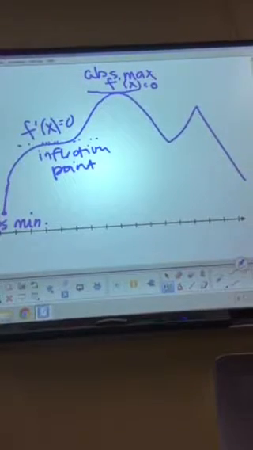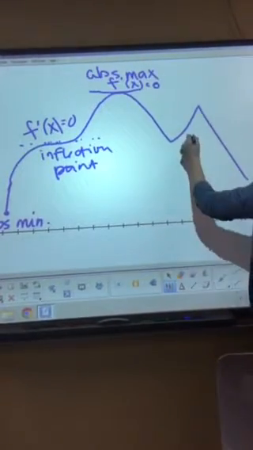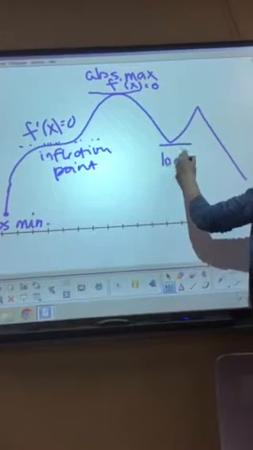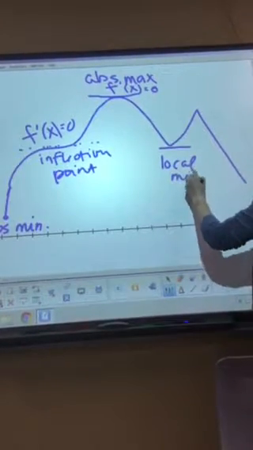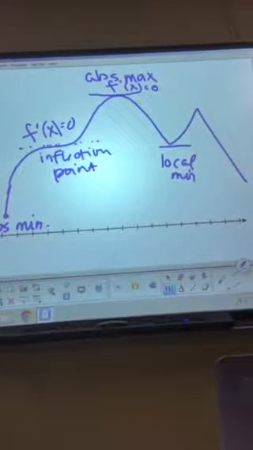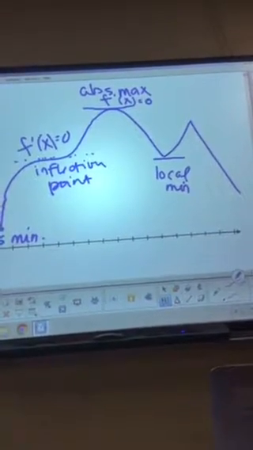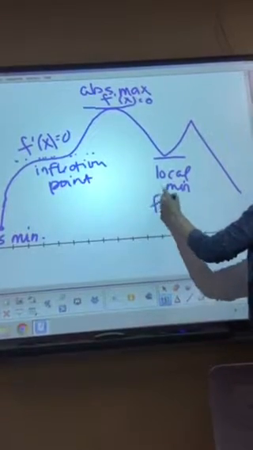All right, this point, Michael, what can you tell me? It's a local min. Good. Why local instead of absolute? Because it's not the lowest point on the graph. Excellent. What can you tell me about the derivative, Michael? It's 0. Excellent.